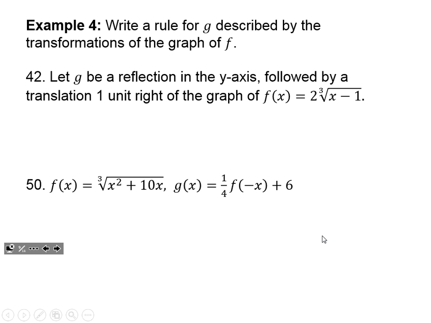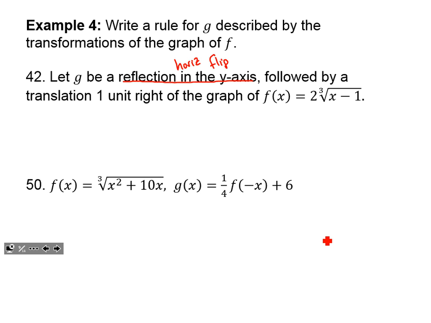All right. Example 4. Here we need to write a rule, and we've seen problems like this earlier on, except they were mainly quadratics or other types of functions. Now our functions are just going to have radicals in them. Let g be a reflection in the y-axis. Okay, let's see what they mean by that. That's a horizontal flip. Reflecting across the y-axis means I'm going from left to right.